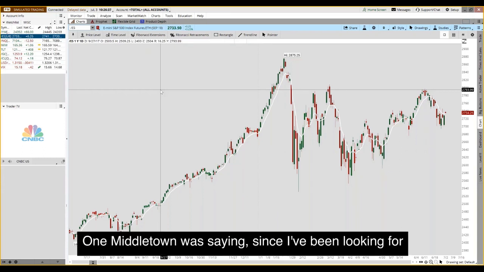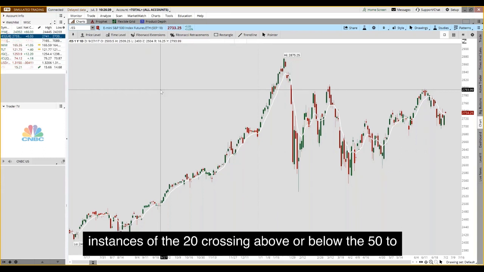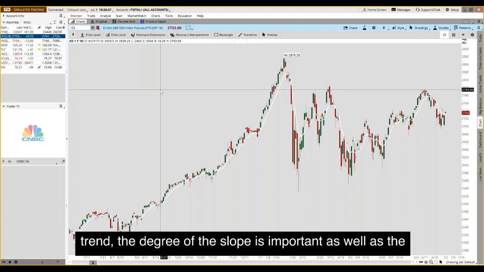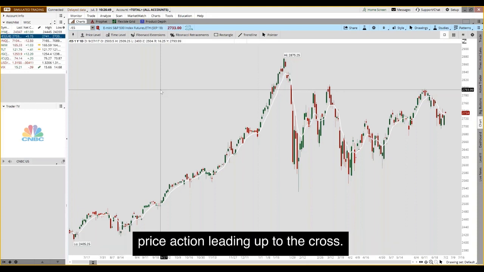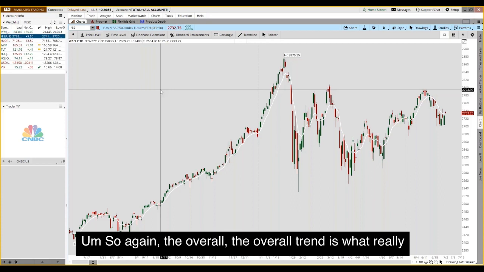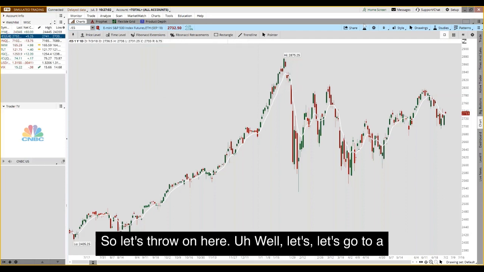Oh, not at all. Juan Middletown was saying, Vince, I've been looking for instances of the 20 crossing above or below the 50 to identify changes in direction into a new uptrend or downtrend. The degree of the slope is important as well as the price action leading up to the cross. Do you agree? Yes, I agree. So again, the overall trend is what really is going to matter most.